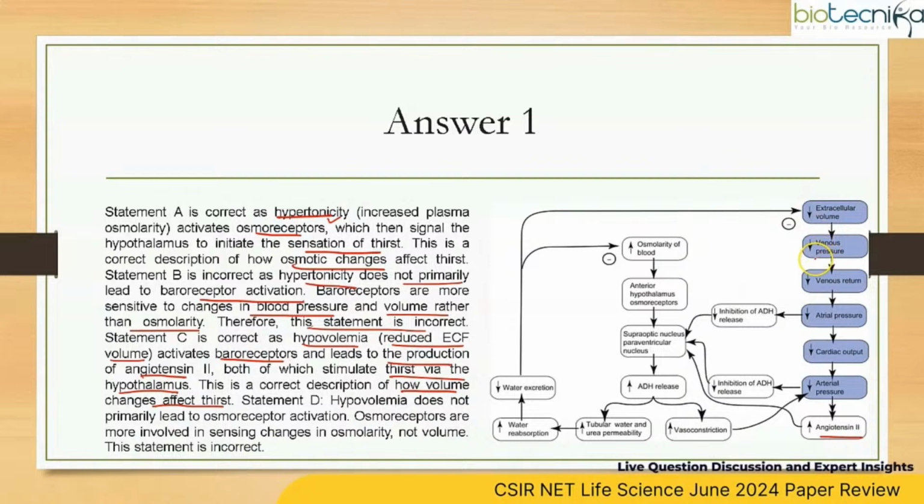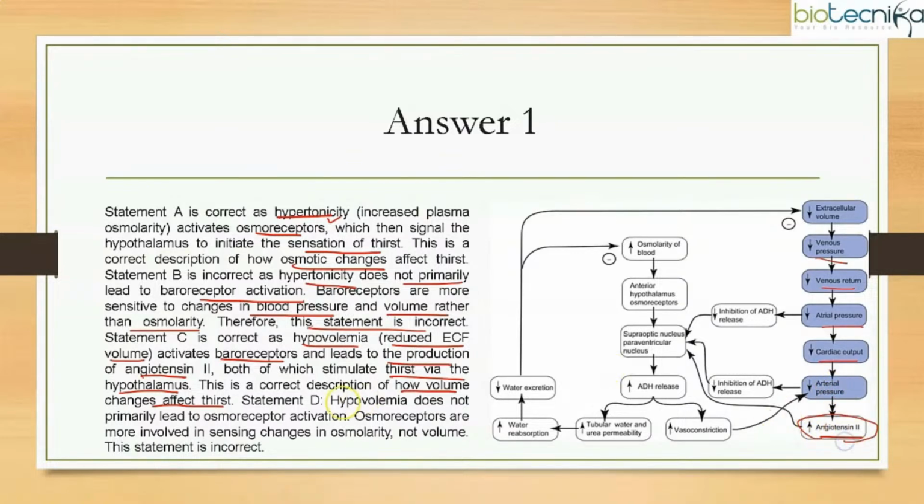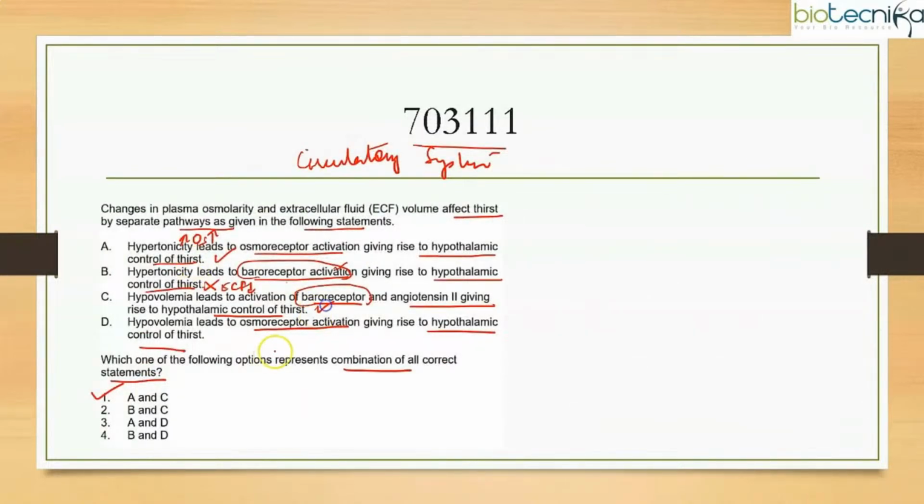Because if volume decreases, the pressure gets altered. Venous pressure decreases, venous return decreases, less blood. Arterial pressure decreases, cardiac output decreases. That will in turn lead to an increase of angiotensin 2. Now statement D. So C is correct. D says hypovolemia, that is decrease in extracellular fluid, leads to osmoreceptor activation, giving rise to hypothalamic control of thirst. Again, here the receptors involved are not osmoreceptors. So D will be incorrect.